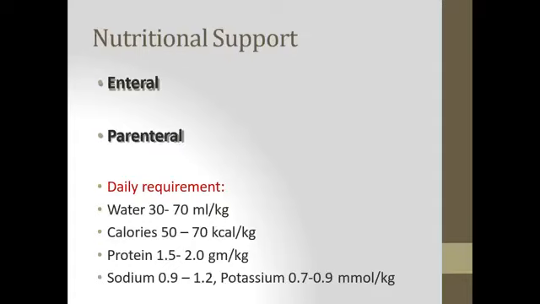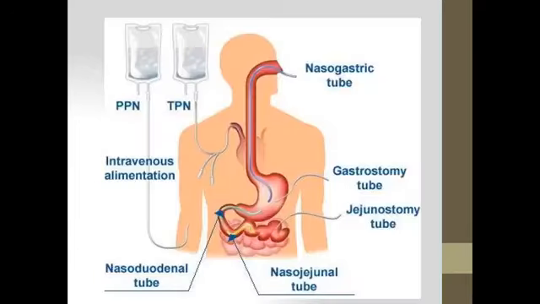We can give nutritional support through enteral or the parenteral routes. This diagram shows the enteral and the parenteral routes: the nasogastric tube and the gastrostomy tube, jejunostomy tube, nasojejunal tube, and the TPN and the peripheral nutrition.